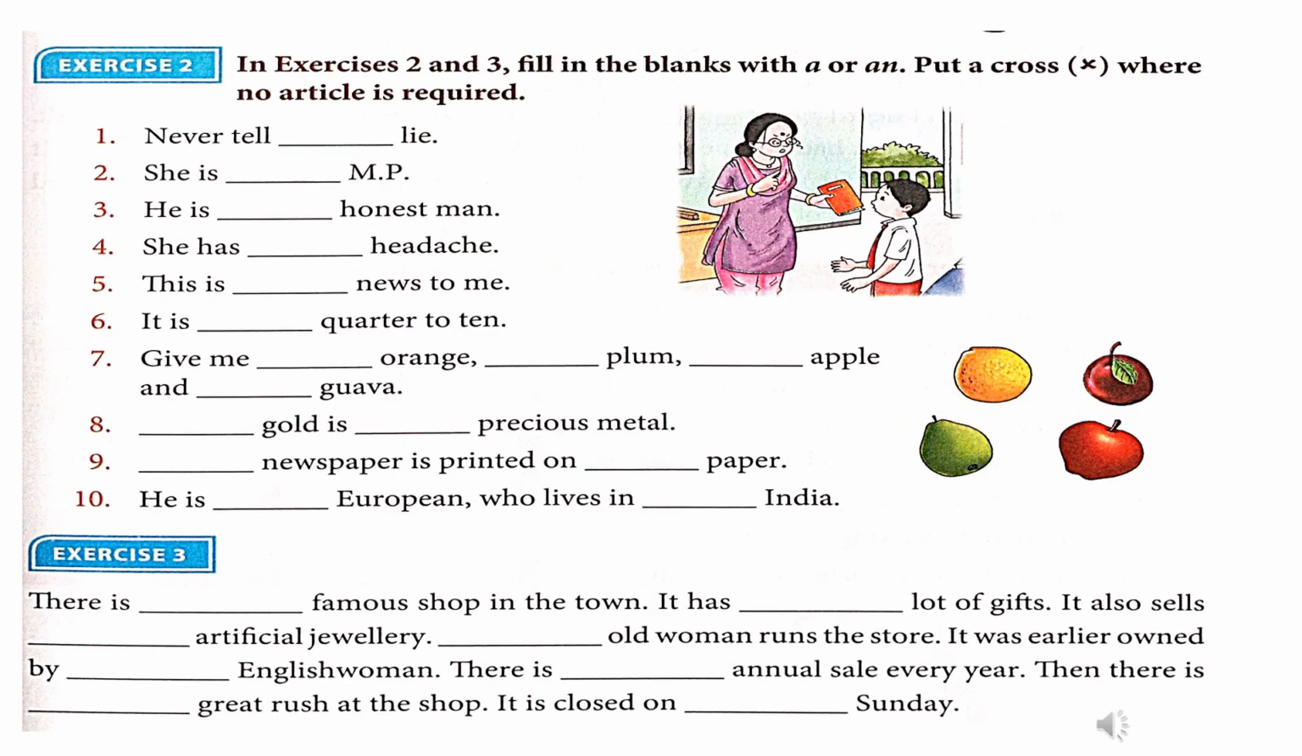Shall we begin our exercise? Yes. Now be ready with a pencil. In exercise 2 and 3, fill in the blanks with a or an. Put a cross where no article is required. If no article is required, put a cross.